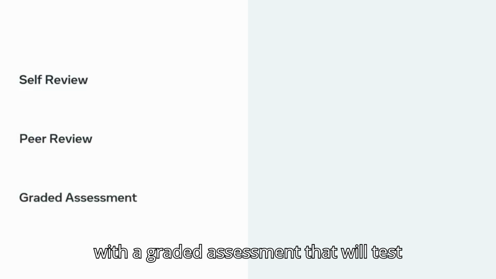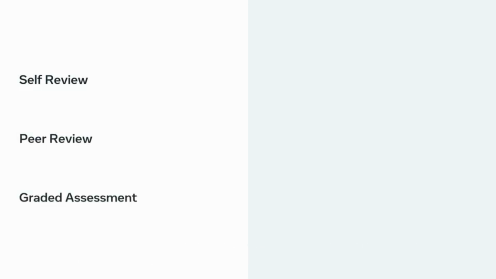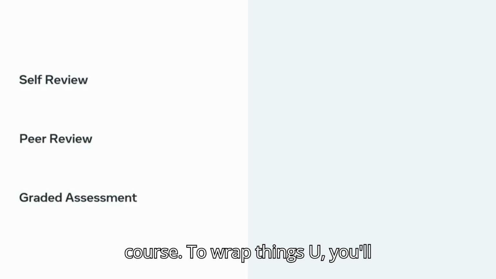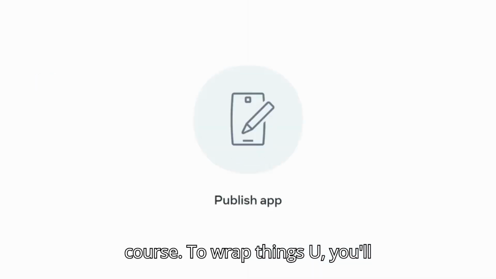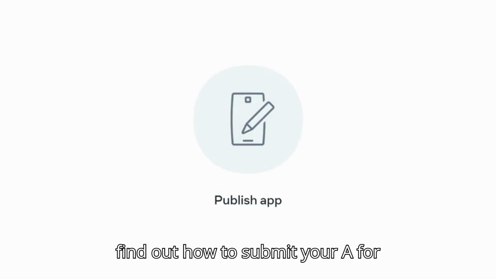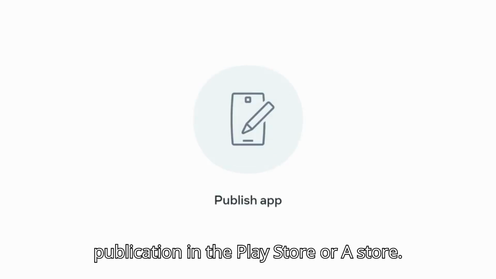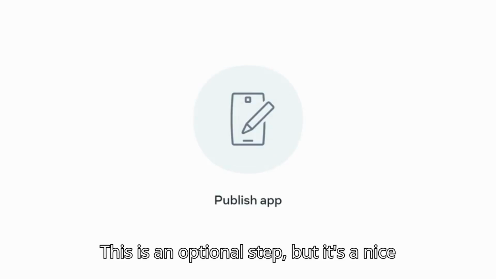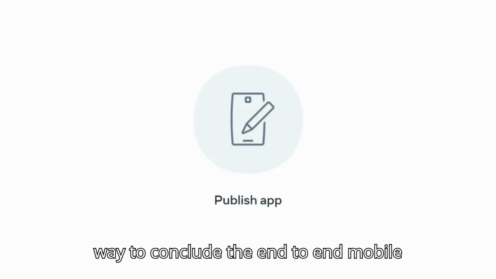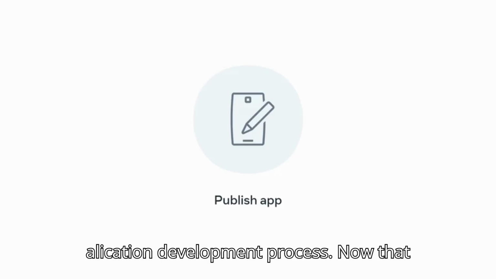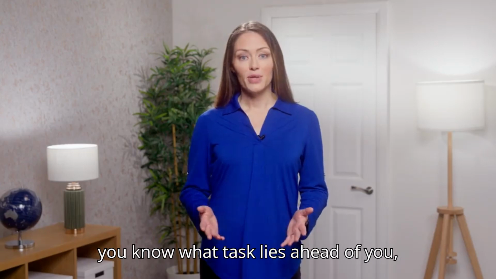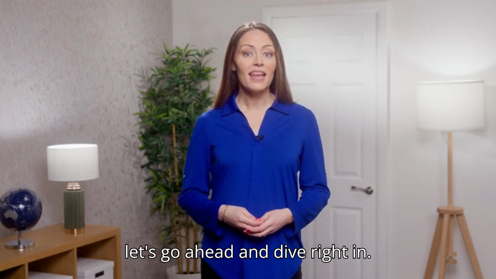This process will conclude with a graded assessment that will test your comprehension of the topics covered and the skills applied throughout the course. To wrap things up, you'll find out how to submit your app for publication in the Play Store or App Store. This is an optional step, but it's a nice way to conclude the end-to-end mobile application development process. Now that you know what task lies ahead of you, let's go ahead and dive right in.